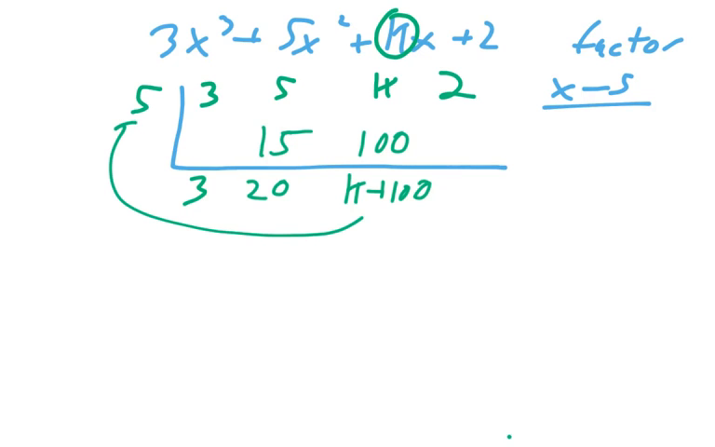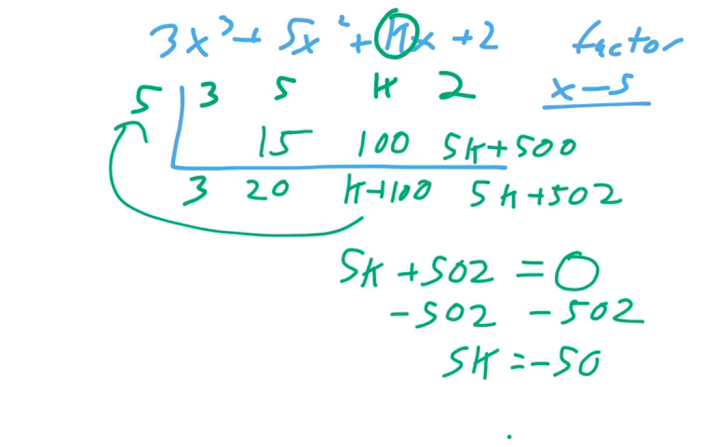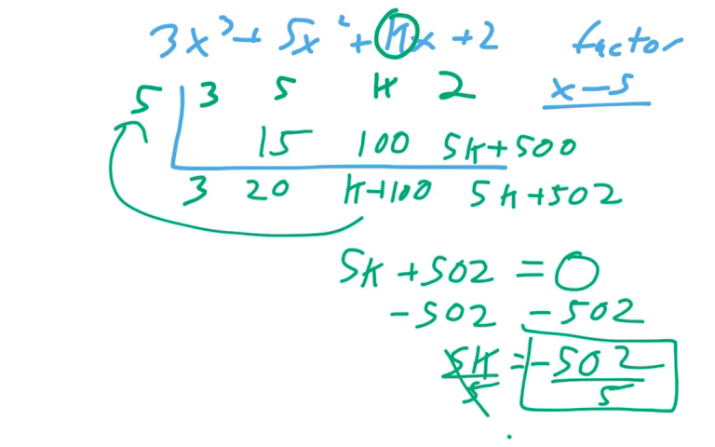And then when we multiply this, this is going to be 5k plus 500, which means we got 5k plus 502. Now in order for this to be perfect, 5k plus 502 must be equal to 0. So I'm going to subtract 502 and divide by 5. And since this doesn't come out even, I'm just going to leave it as a fraction. And that's going to be my answer.